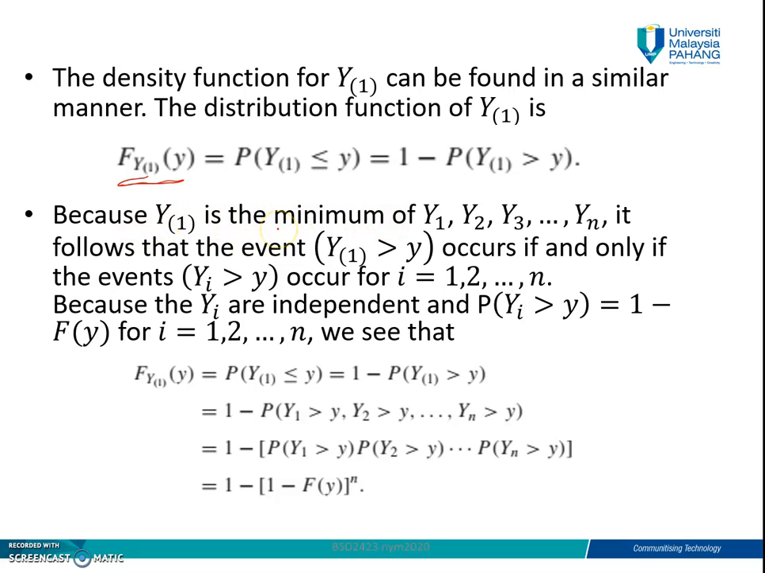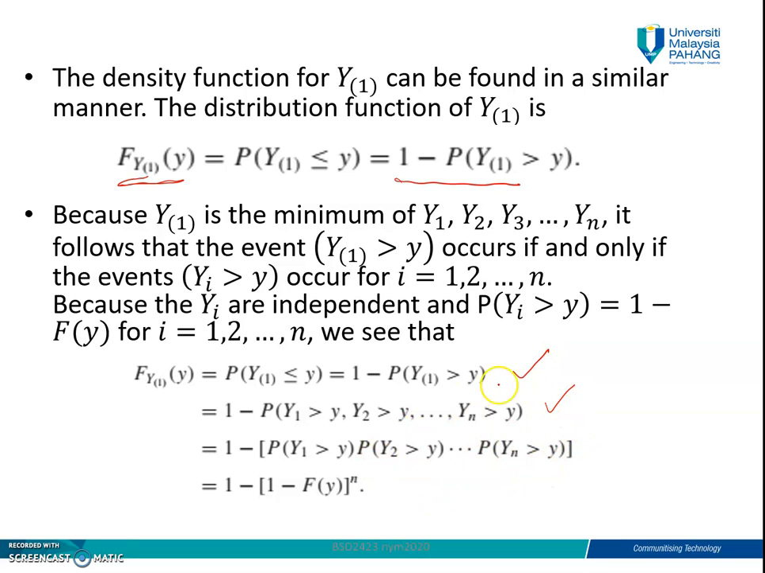This is the explanation. Because y(1) is the minimum of all of these, it follows that the event y(1) greater than y occurs if and only if the events yi greater than y occur for i from 1 until n. That's why we use 1 minus here. Because the yi are independent and we have the probability yi greater than y equal to 1 minus the distribution function Fy, we will have this. This is the mathematical notation.